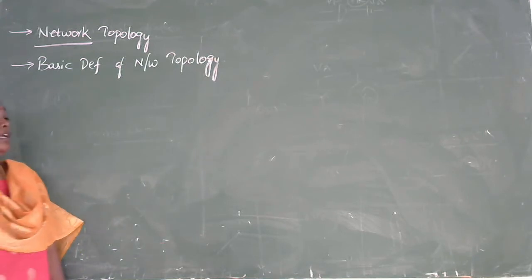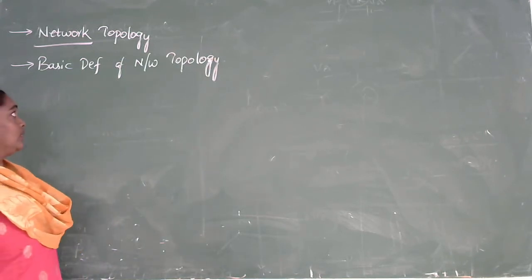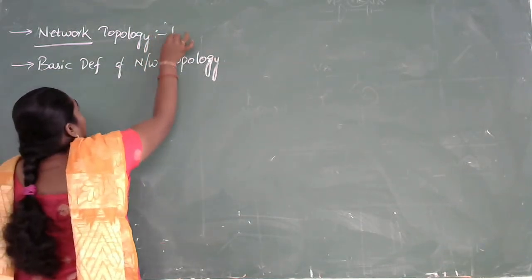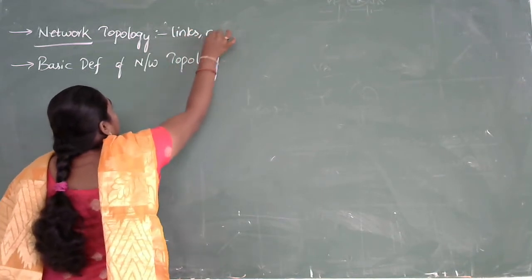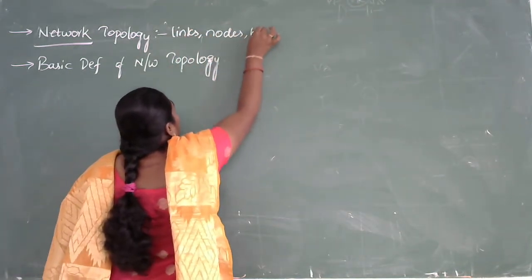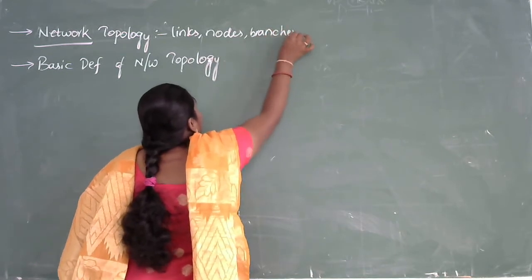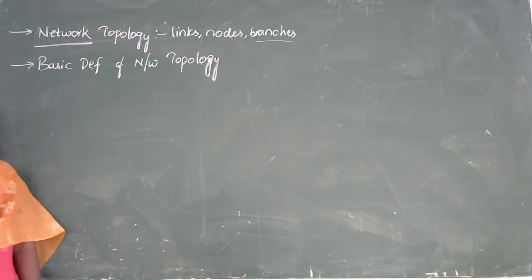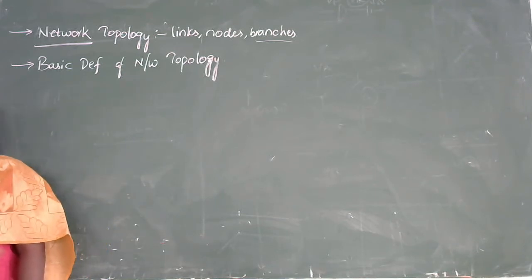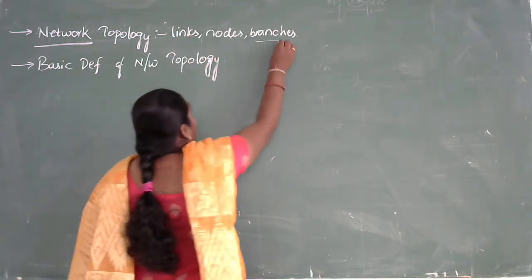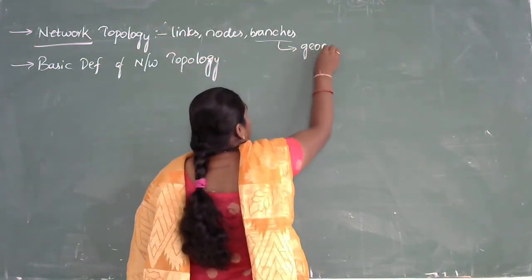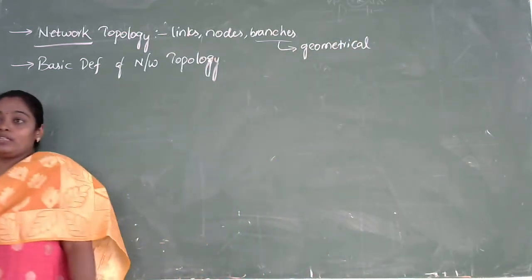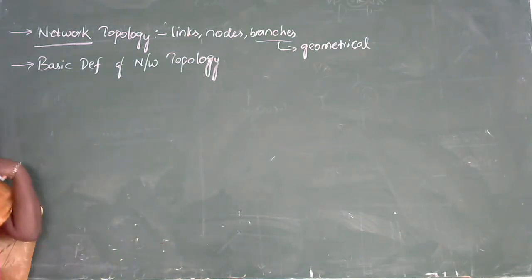So the complete network topology deals with elements like links, nodes and branches. Here we are not dealing with whether it has a resistor element, a capacitor element or an inductor element. But we are interested in the geometrical structure of that network. That is, we are giving importance to how that network is connected.